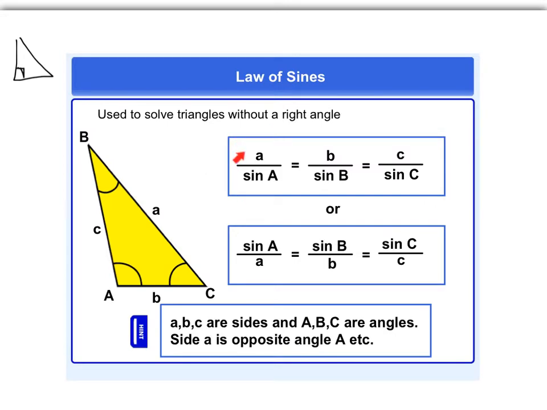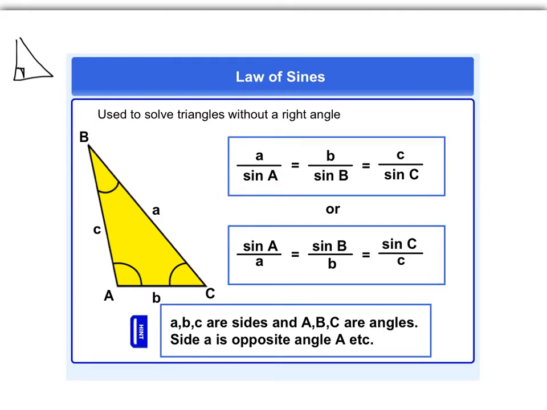On the top here we have the side A, and below we have the sine of the angle A that corresponds with it. So if we look over here, the capital letter indicates the angle, and the side that corresponds to it is opposite it. It's across, or it's the opposite. So sine of A, and this is side A. So the length of side A divided by the sine of angle A.